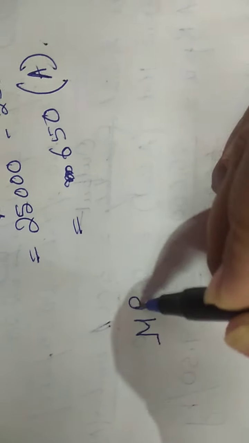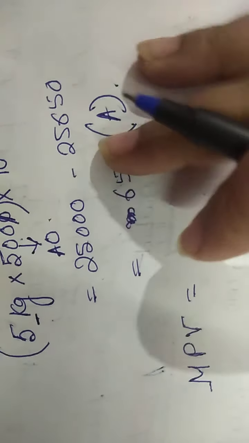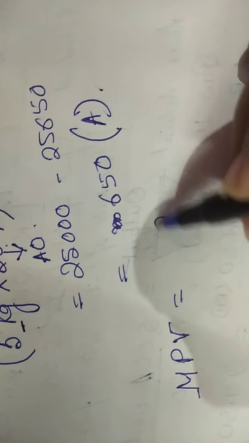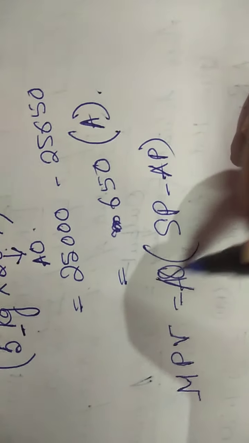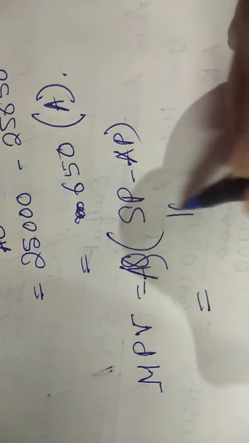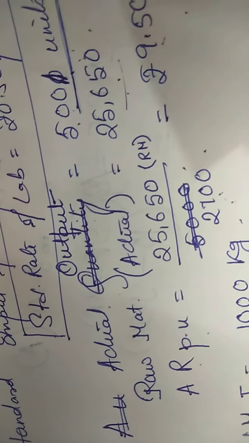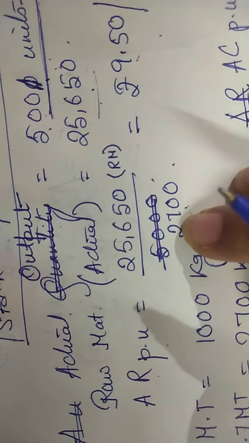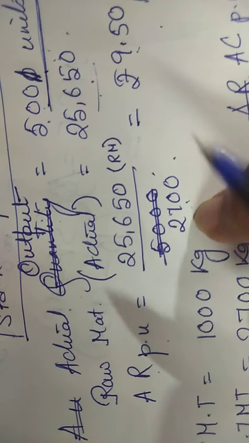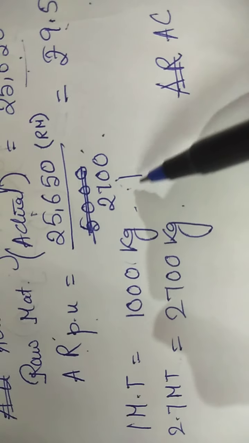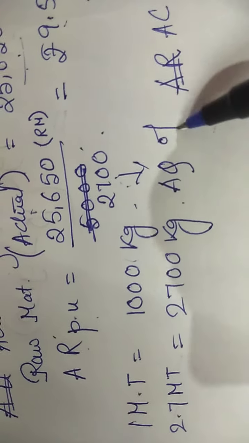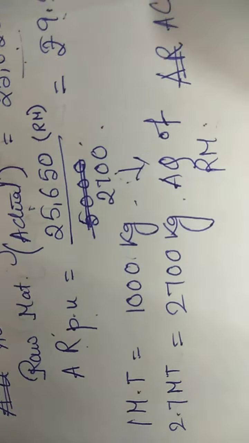Next is material price variance. Price variance is standard price minus actual price multiplied by AQ. What is my standard price? 10. Actual price 9.5. What is my AQ? Actual quantity of raw material. Actual quantity of raw material is 2700 kgs.